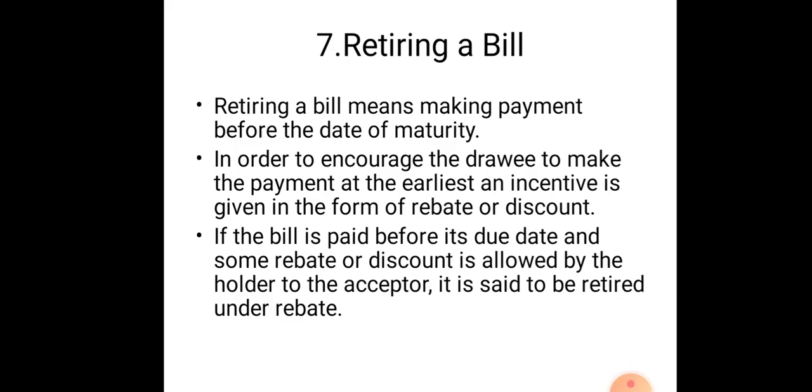Retiring a bill. Retiring a bill is nothing but making payment before the date of maturity. Here the drawee will be making the payment before the date of maturity. So in order to encourage the drawee for the payment which is made early before the due date, an incentive is given to him in the form of rebate or discount. If the bill is paid before its due date and some rebate or discount is allowed by the holder to the acceptor, it is said to be retired under rebate.